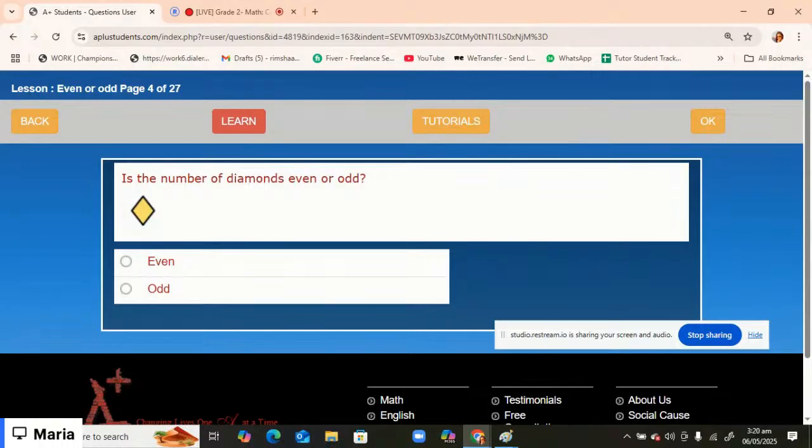Is the number of diamonds even or odd? Now you guys tell me the answer of this one. Is there any pair or is it a single? So it's even or odd? Tell me, everyone, in the chat, please.